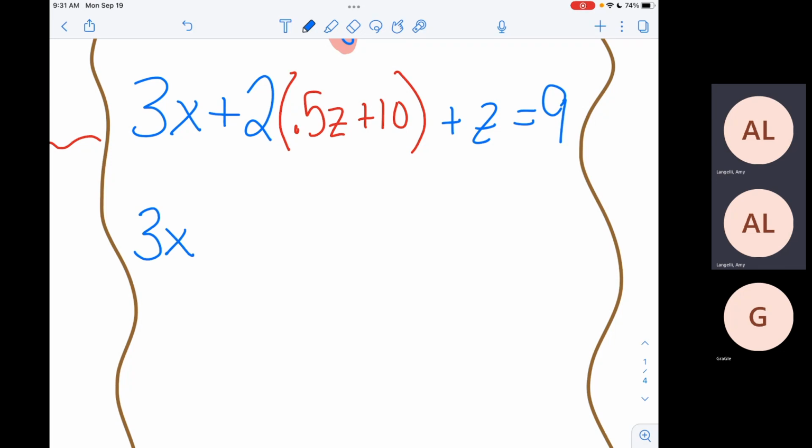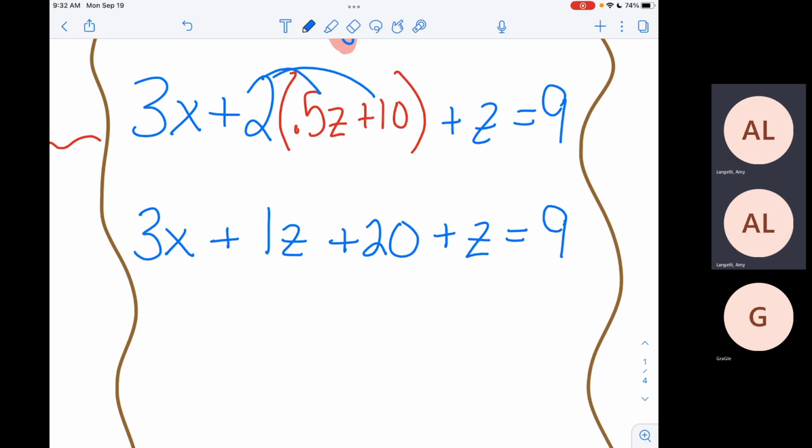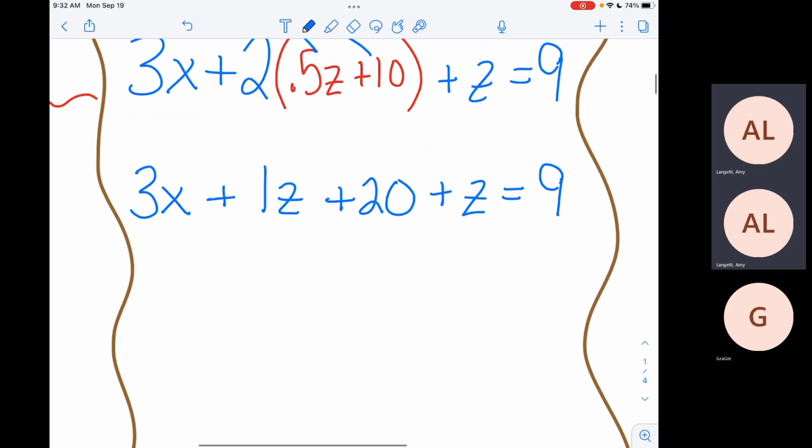Yeah? So what's that going to be? Isn't that 1z plus 20? Hey, by the way, I have not made an answer key to this yet, so if you think I'm wrong, tell me. Did I do okay distributing? Does anybody disagree with what just happened? Okay. How can we get this in standard form?